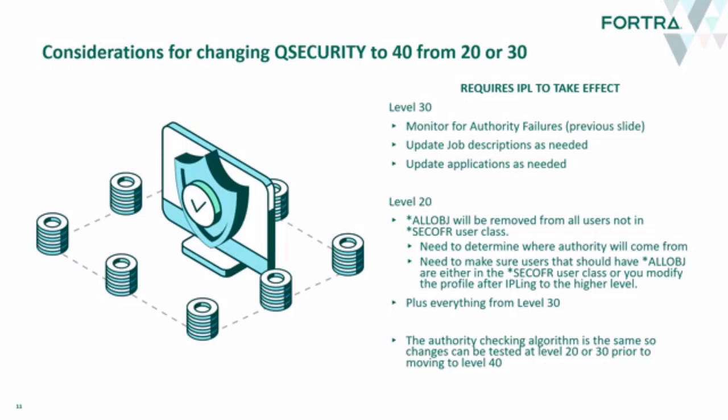All of the authority checking algorithms, whether you're at 20, 30, 40, or 50, those checking algorithms work the same way. And again, it is a huge advantage because you don't have to do an all or nothing change and hope for the best. You can prepare your system through those secure configurations to ensure that when you perform that IPL, it is a non-event. And that's always our goal.